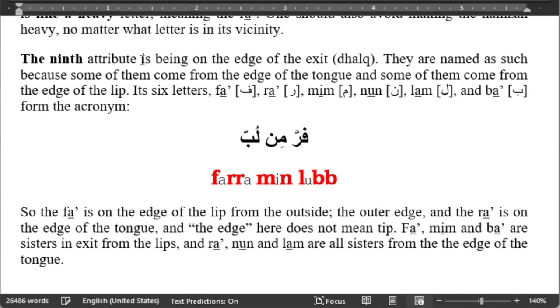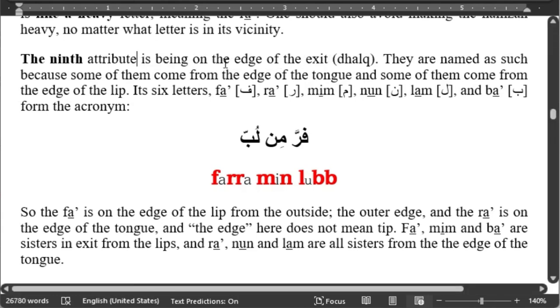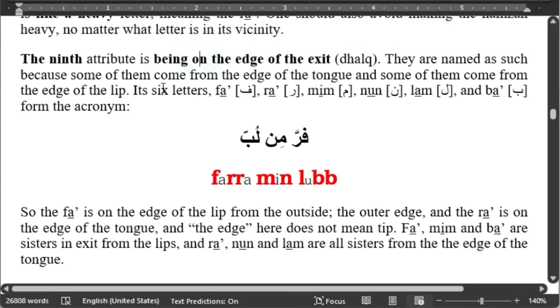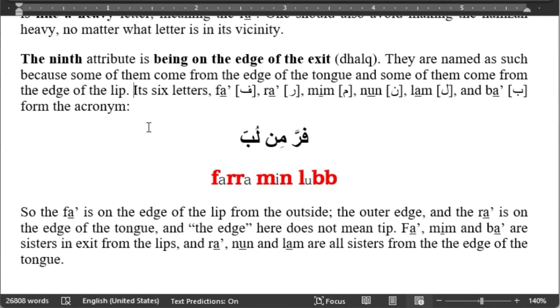The ninth attribute is being on the edge of the exit, dhalq. Being on the edge, it's edgy. These are the edgy letters. They are named as such because some of them come from the edge of the tongue and some of them come from the edge of the lip. So since they come from that edge, they have a certain lightness to them when you pronounce them. In my imagination, it's like being light-footed on your tippy toes.